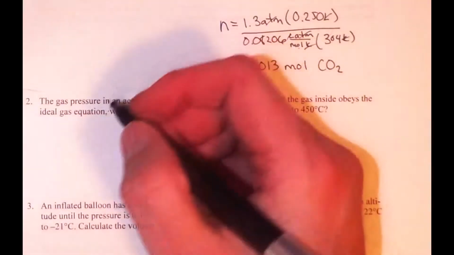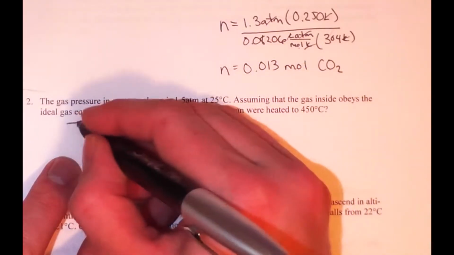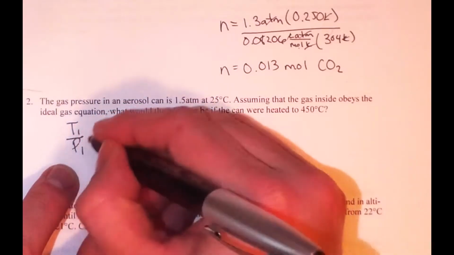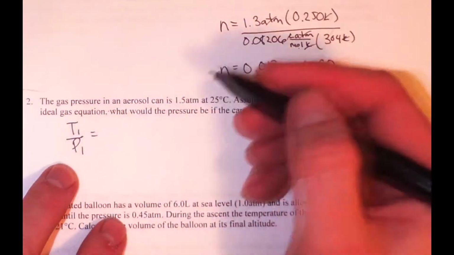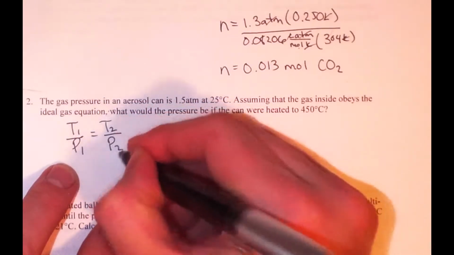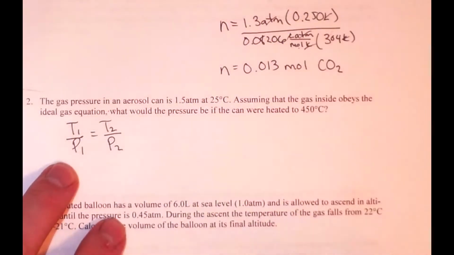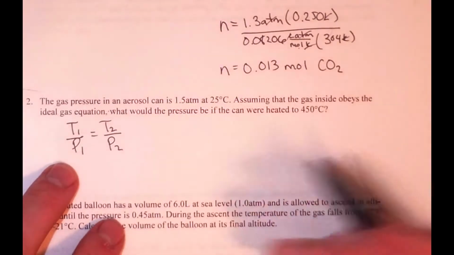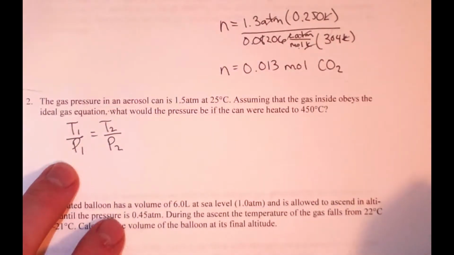So Charles' law is temperature 1 over pressure 1 is equal to some constant value, which means that it's going to be equal to temperature 2 over pressure 2. You can use the ideal gas equation, and with the number of moles, the volume, and of course the gas constant being constant, they will cancel each other out, and they'll leave you with this equation, which is ultimately where we are getting it.